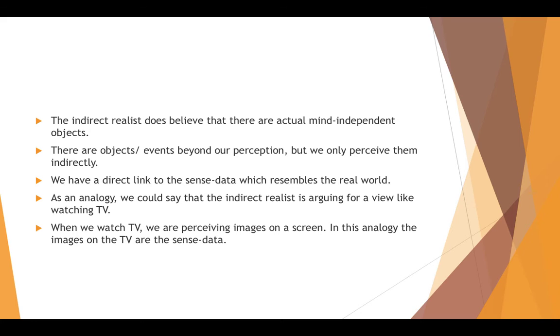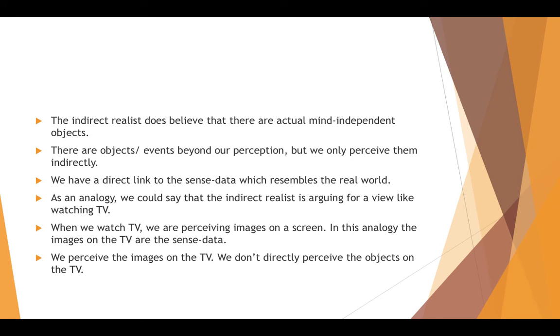When we watch the TV, we're perceiving images on a screen. In this analogy, the sense data is like the images on the TV. We perceive the images on the TV, the sense data, but we don't actually perceive the objects on TV. If I'm watching a film, there's not a direct link between my eyes and the person acting in this film, because in between them there's a camera and then there's a TV, and I'm seeing it through the TV.